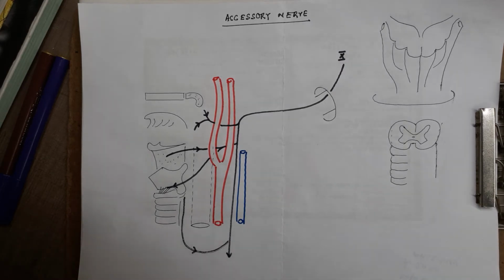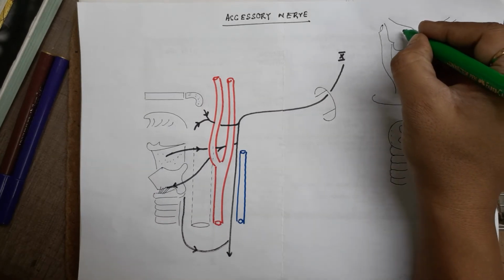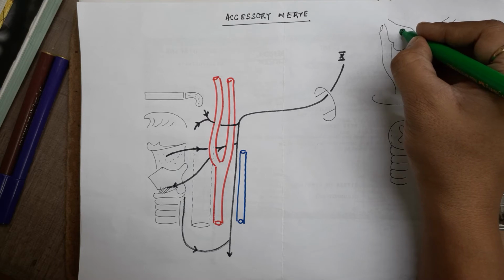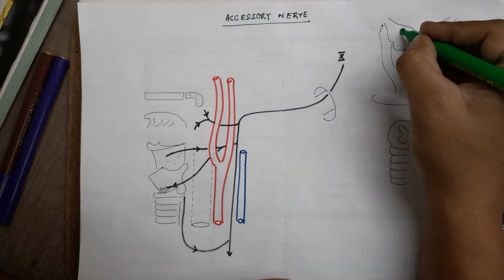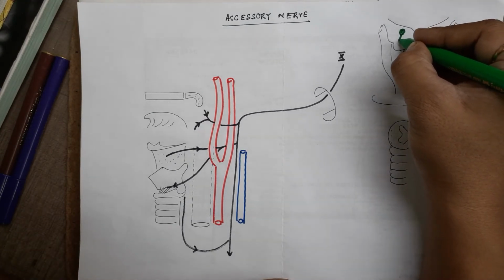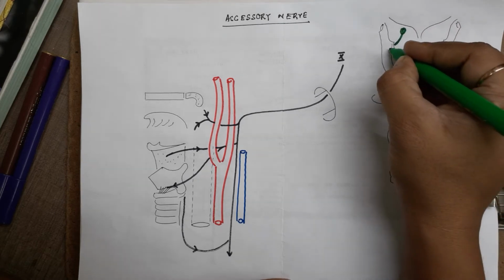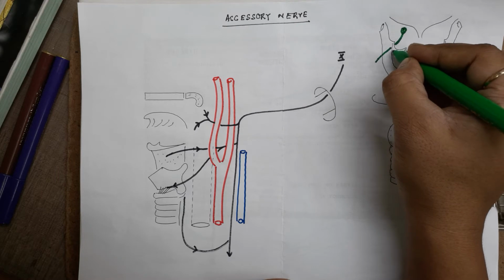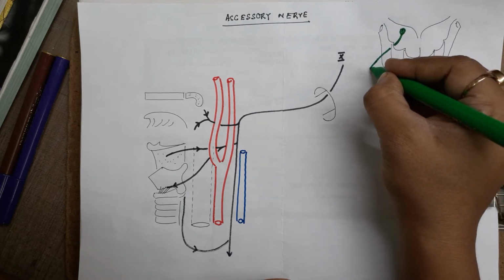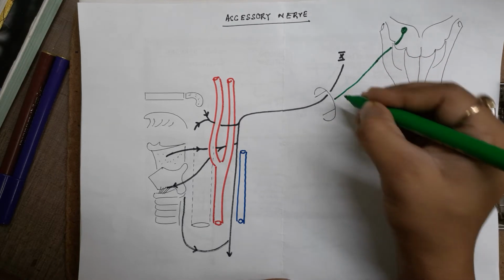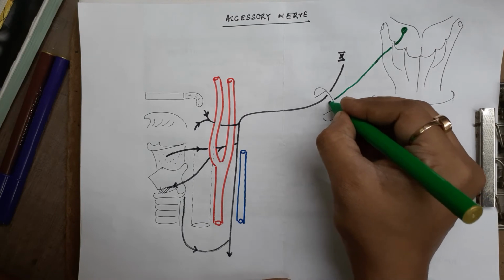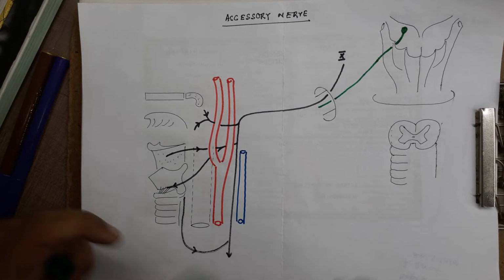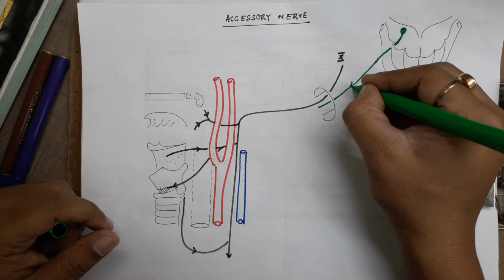If we see the cranial part of the accessory nerve, the cranial accessory comes out from the nucleus ambiguus present in the medulla, absolutely a motor nucleus. The fiber comes out between the olive and the inferior cerebellar peduncle. The fiber progresses towards the jugular foramen. This is absolutely a motor nerve.